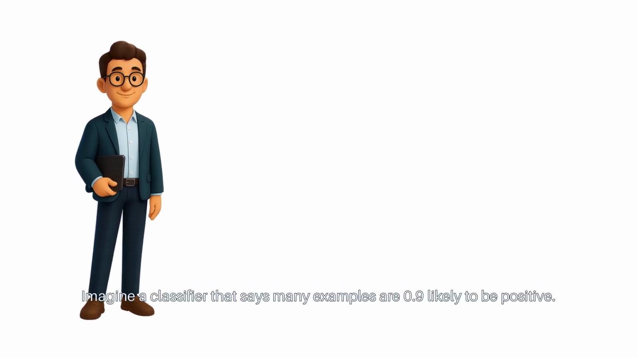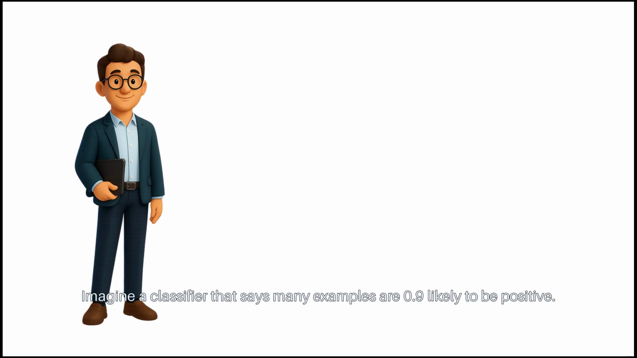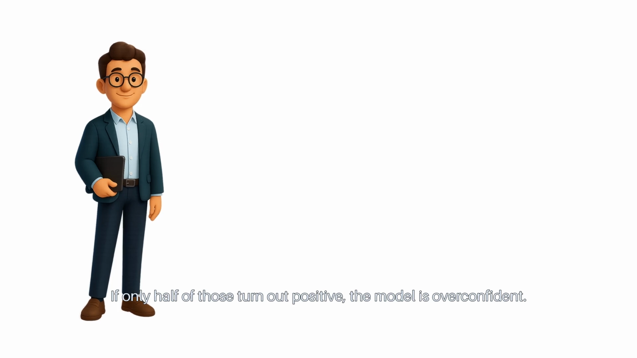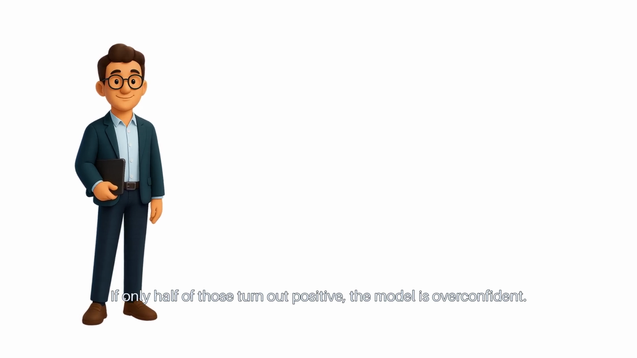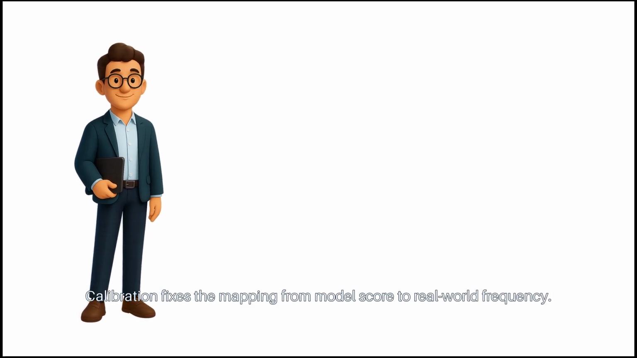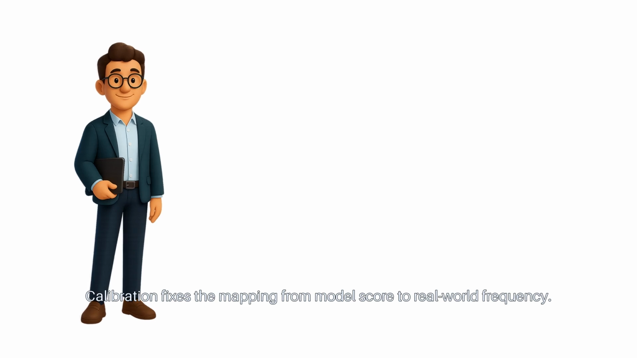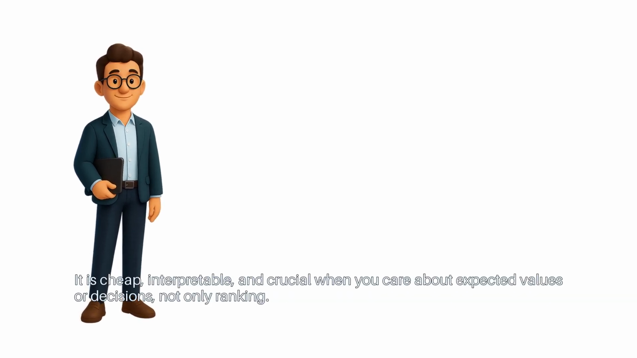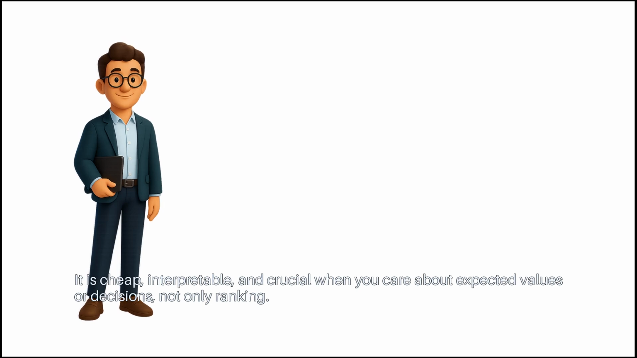Imagine a classifier that says many examples are 0.9 likely to be positive. If only half of those turn out positive, the model is overconfident. Calibration fixes the mapping from model score to real-world frequency. It is cheap, interpretable, and crucial when you care about expected values or decisions, not only ranking.